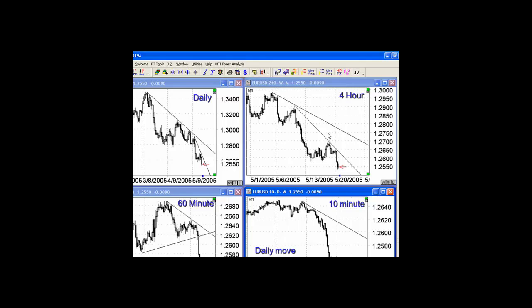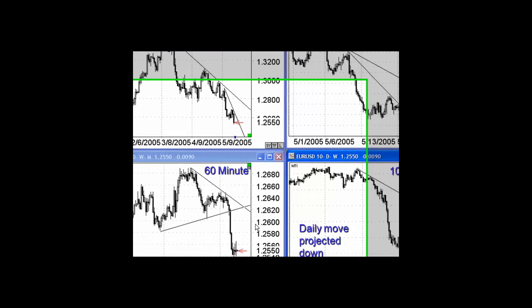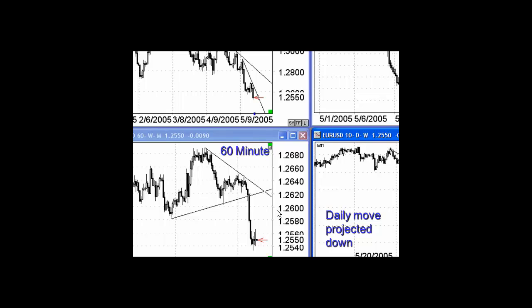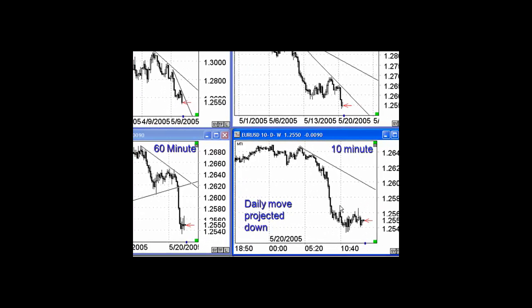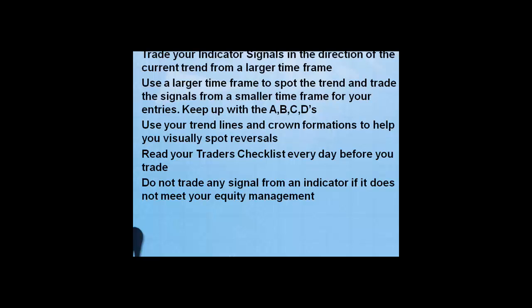And in the 4-hour chart, we can see we're also on the downtrend. Okay, and on the 60-minute chart, we can see we're also on a downtrend. Now, the daily move is projecting a downward trend, so everything we're looking at is lining up. And I'm going to show you this also when we head to the live market.